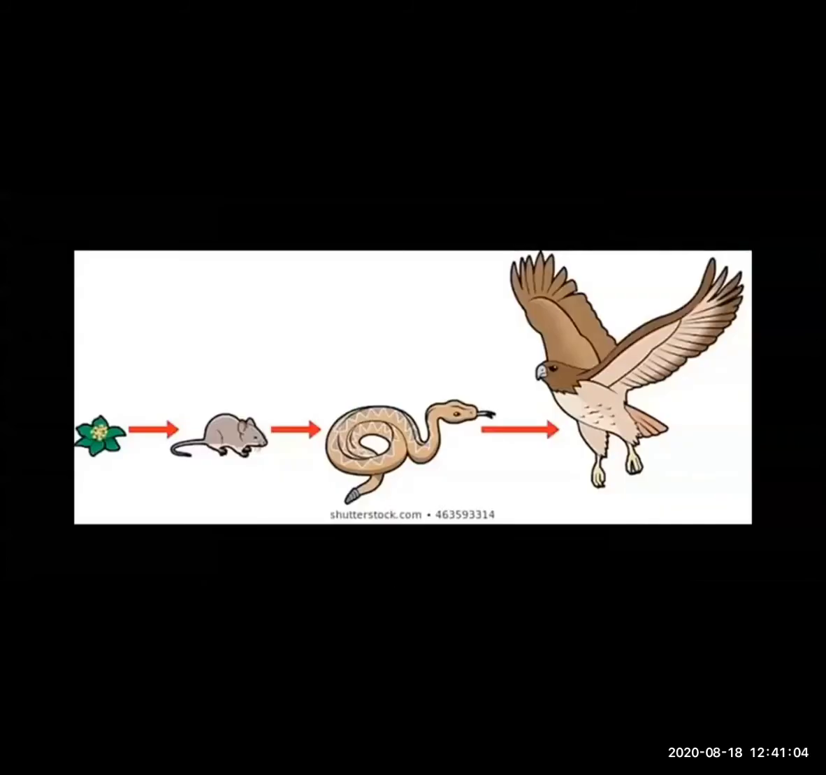The balance of nature is a concept which describes the state of equilibrium between living organisms, like human beings, plants, and animals, and also their environment. Now we will try to understand the food chain through the following video.